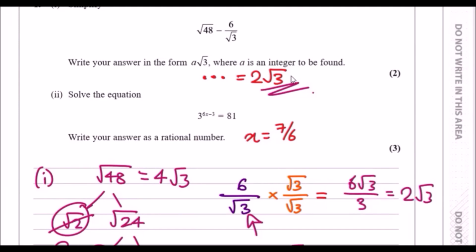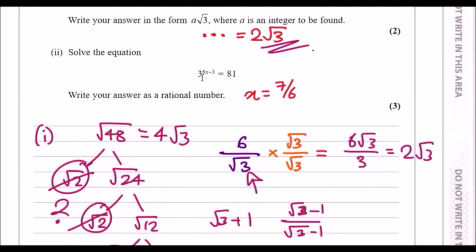Solve the next question. So we've got 3 to the power 6x minus 3 equals the whole number 81. Okay, so we've got powers in indices and wholes. So write your answer as a rational number. Okay, so here's our final result. Now the trick is to firstly look at these numbers and think, what do I do? Because you're not using logs from C2, the key idea is to firstly recognize that 81 is a power of 3. We need to firstly realize that 81 is the same as 3 to the power 4.